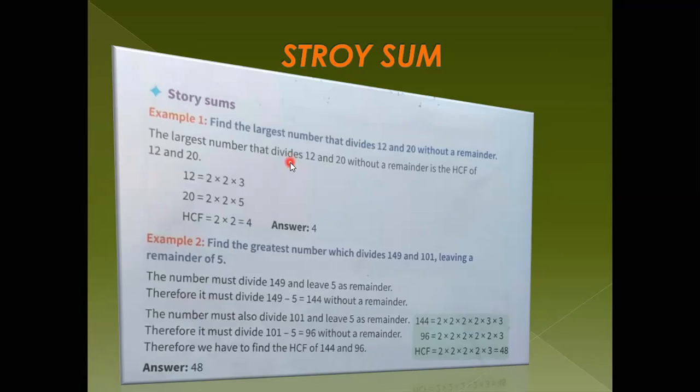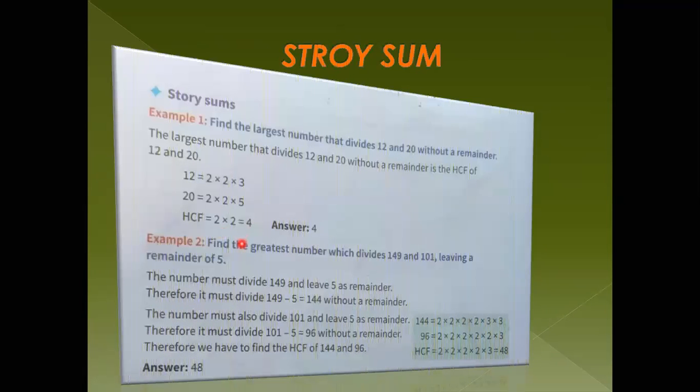Largest means HCF. 12 equals 2 into 2 into 3. 20 equals 2 into 2 into 5. 2 2s are 4, 4 3s are 12. 2 2s are 4, 4 5s are 20. Now HCF equals 2 into 2, because only these two are common. So 2 into 2 is 4, and you will get the HCF as 4.